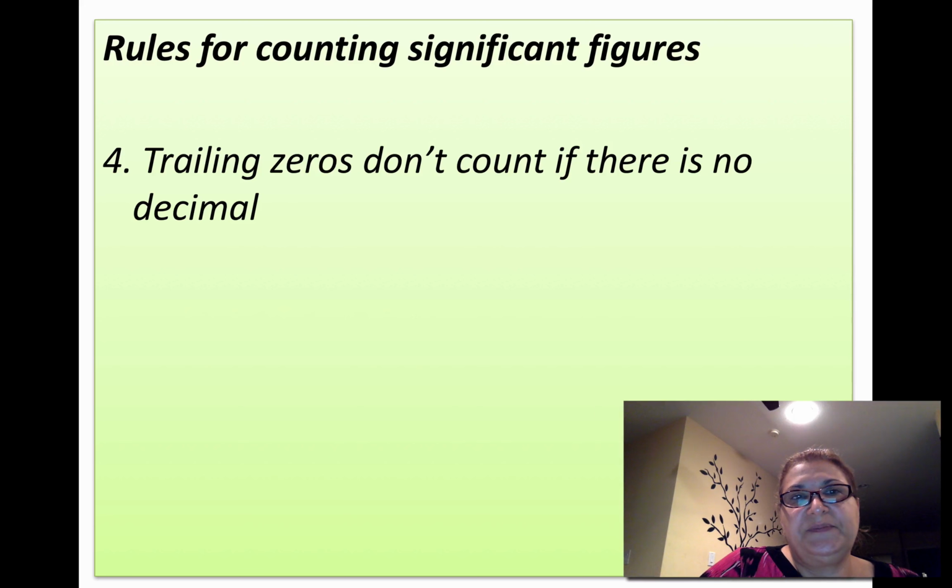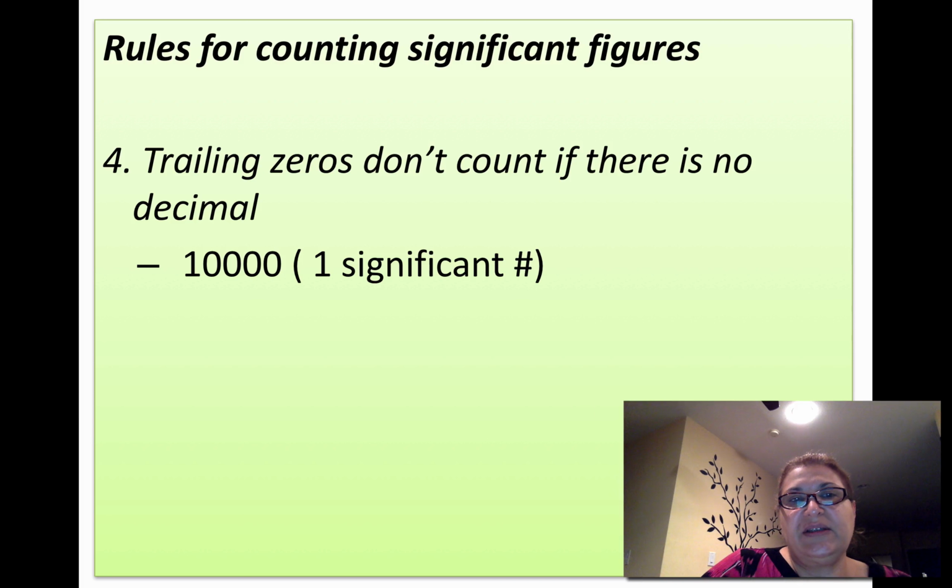Rule number 4, trailing zeros don't count if there's no decimal. 10000 without a decimal has only one significant number.